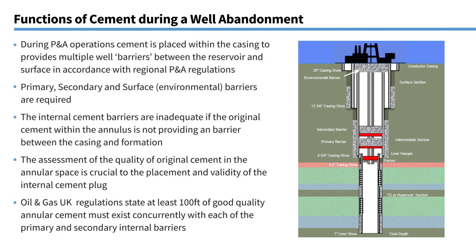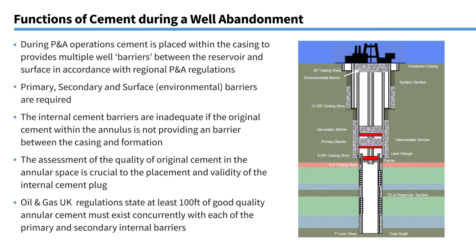It can also be used when we come to well abandonment. So for well abandonment, we might be placing primary and secondary cement barriers inside the casing. But there's no point in placing these cement barriers inside the pipe if there's not a barrier on the outside of the pipe to determine that fluids can't travel up the outside of the annulus.